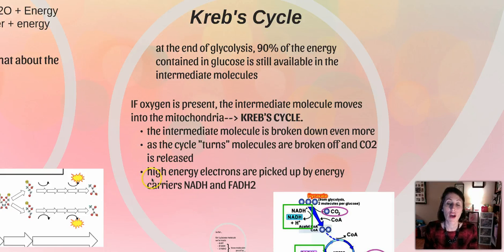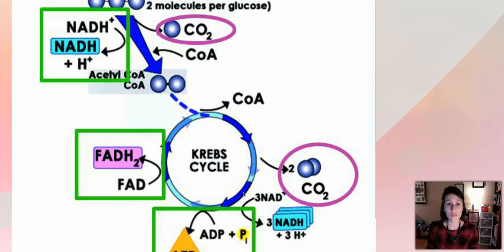As that happens, we have high energy electrons that are released from that molecule, and they're going to be picked up by energy carriers, NADH and FADH2. So when we talked about photosynthesis, we had an electron carrier, NADPH. Well, these are the same kind of things, they're cousins. So NADH and FADH2 are also electron carriers. They just happen to work in the mitochondria. So as those molecules are broken down, they're going to pick up those electrons and they're going to move them somewhere else. So here's a picture of what I was talking about.